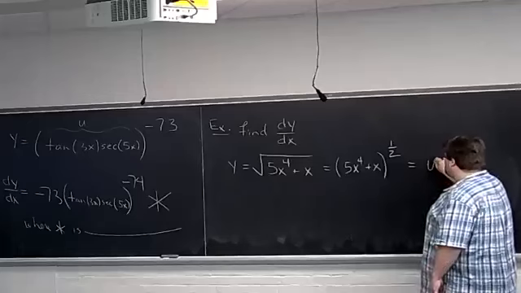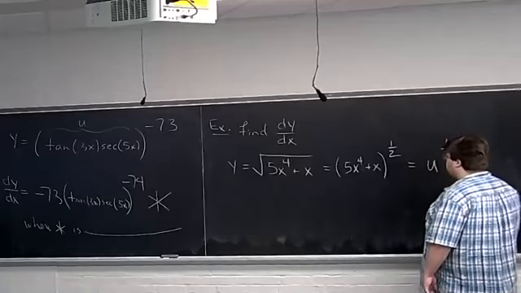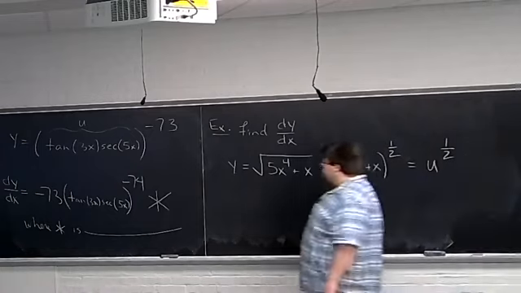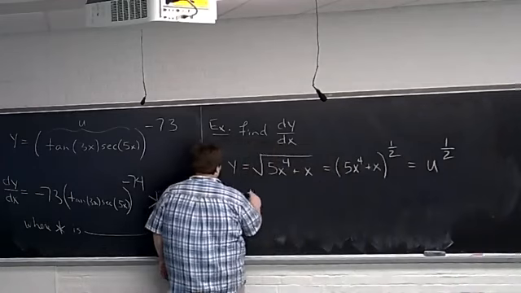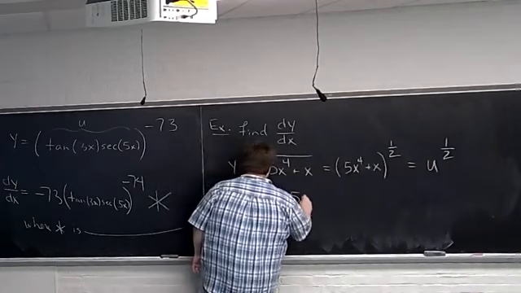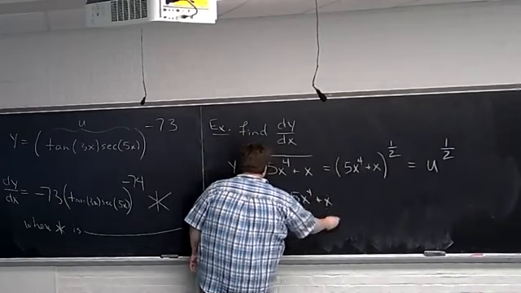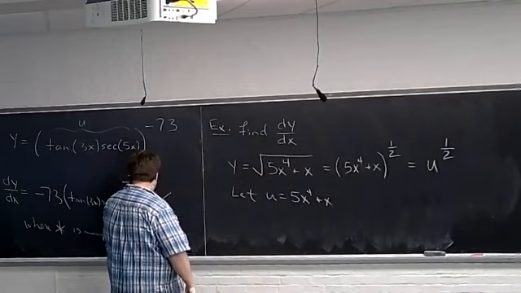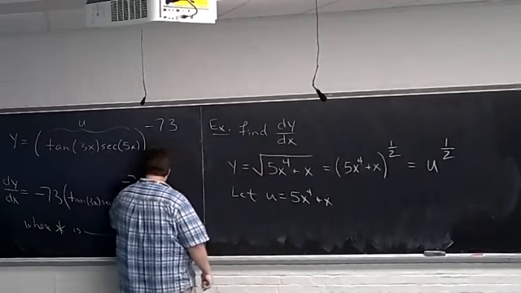And we have something raised to the 1/2, we can let u be that something and then apply the chain rule. So we can let u be 5x to the fourth plus x so that y is u to the 1/2. And now we can find our two pieces of chain rule.